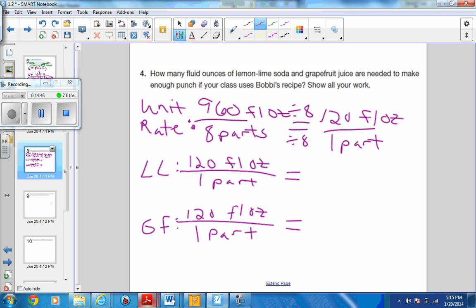Now, you're going to use that unit rate, remember, to get your lemon lime and your grapefruit. So go back, and if you needed this hint, now finish. Stop the video and restart when you finish.